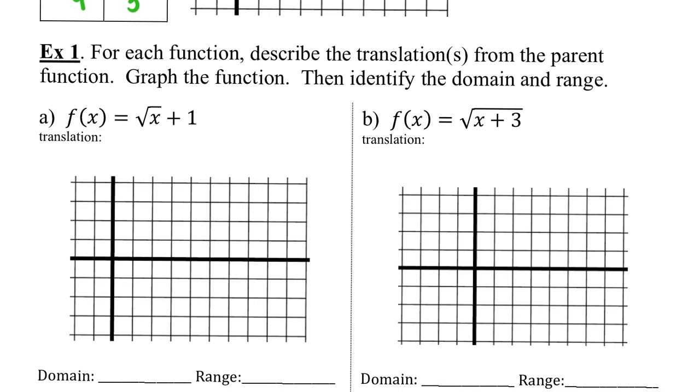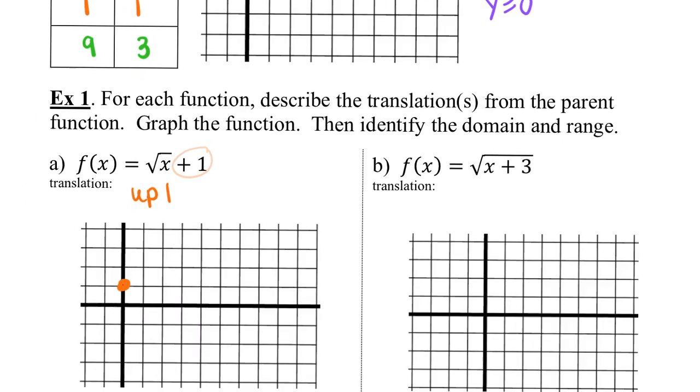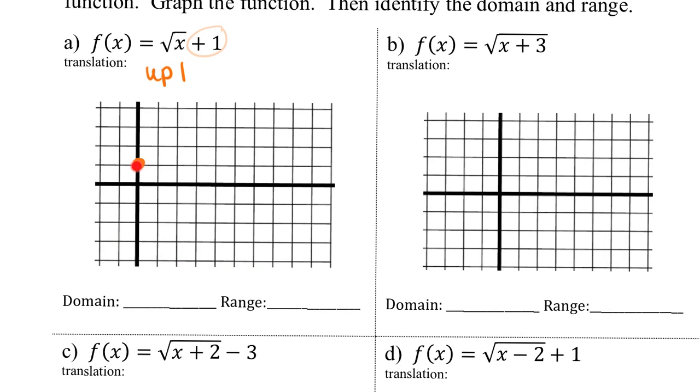Okay, so this one, what are we doing? We have a plus 1, so this is going to go up 1. That's my transformation, my translation. So let me go up 1. Now I'm going to do my parent function. Remember my parent function. It starts here, right 1, up 1, right 4, up 2. So from this point, I'm going to go right 1, up 1. And then from that starting point again, the square root of 4 is 2. 1, 2, 3, 4, 1, 2. I'm going to put another dot up there.